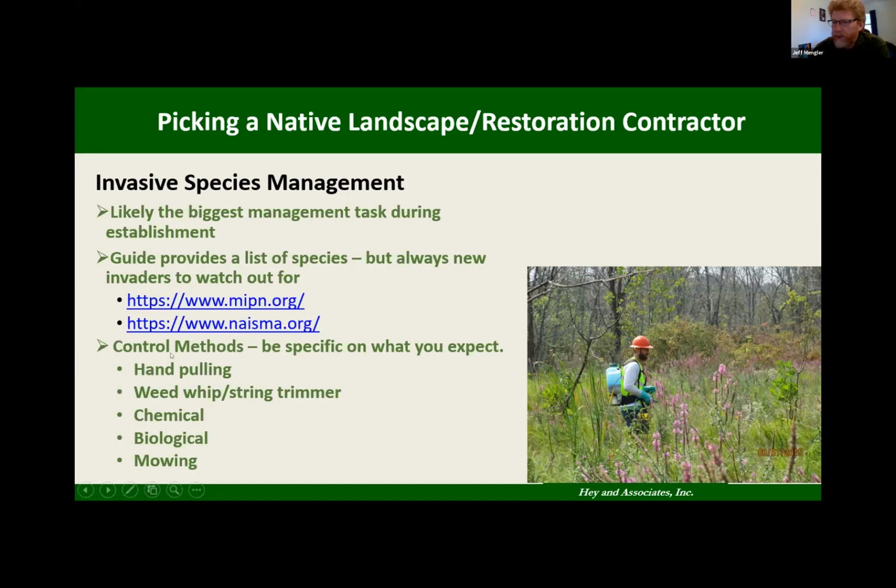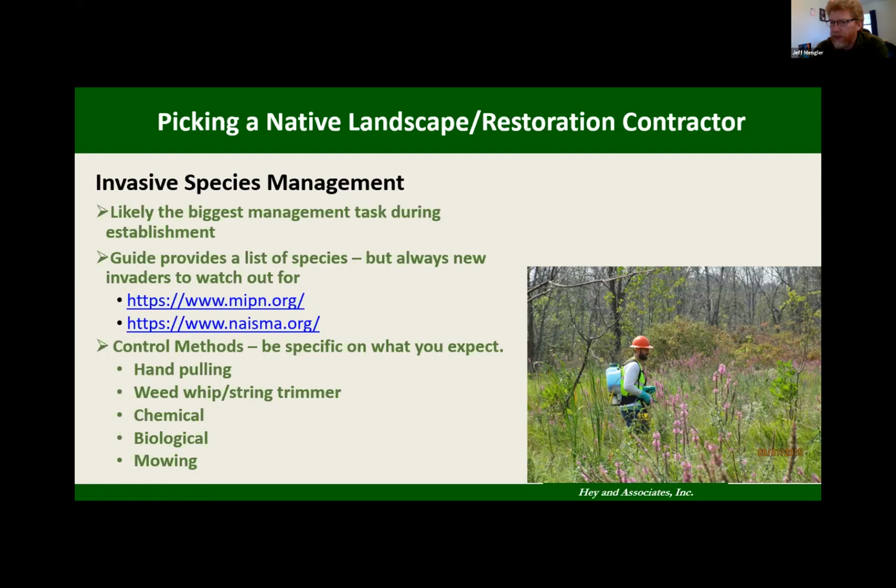And on the control methods, be specific on what you expect. Some things you can leave up to the contractor, but don't leave them too much wiggle room. Methods can obviously include hand pulling for those species that you can do that on. Weed whip, string trimmer type of cutting to prevent seed set and remove the flowers.